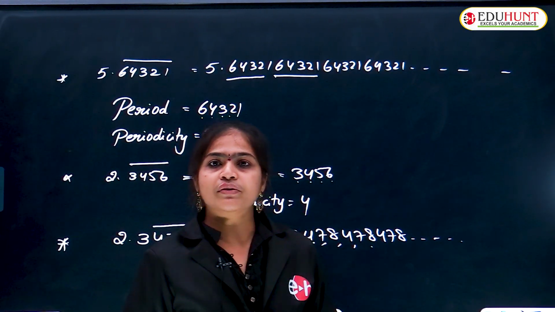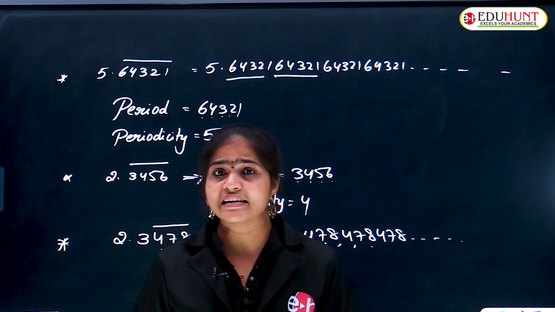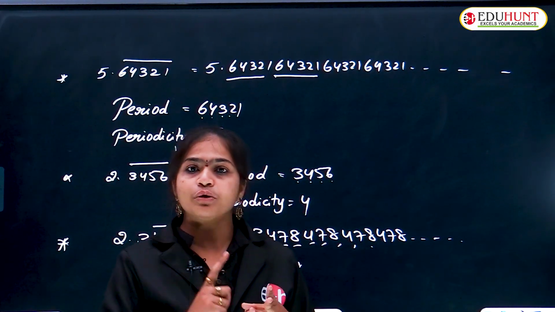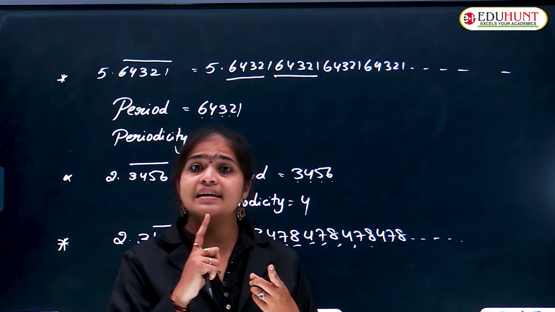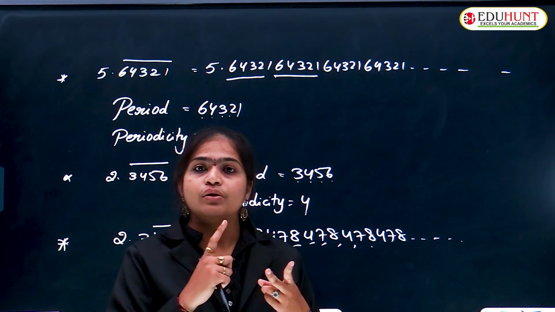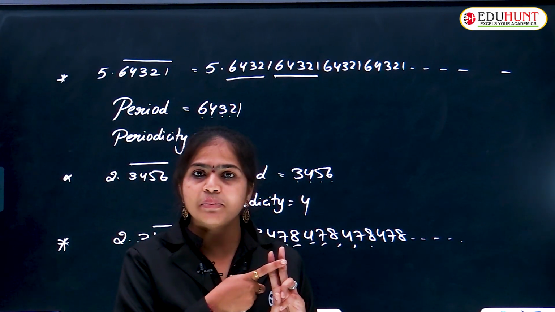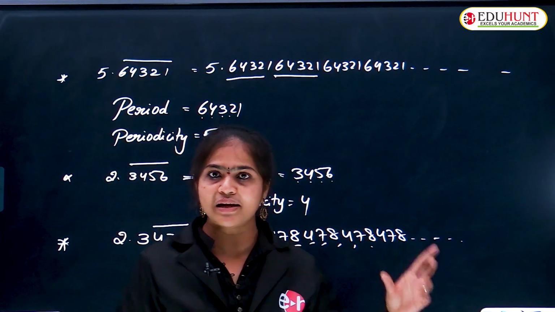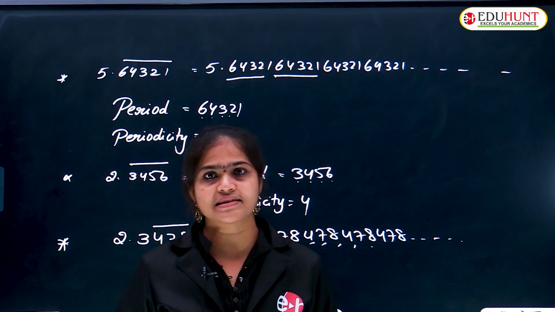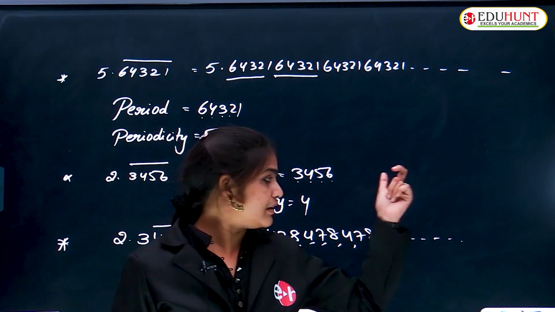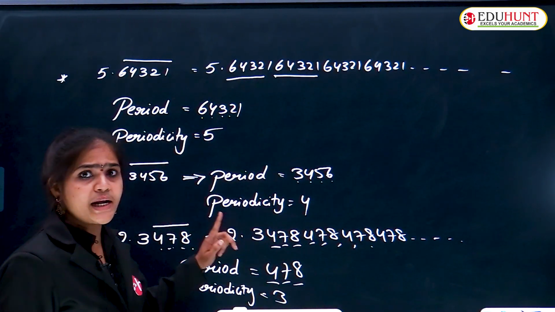So in this video, what did we learn? We learned about rational numbers and how many rational numbers lie between any two rational numbers. In the same way, we learned how to represent rational numbers. In two ways we can represent them: terminating decimals and non-terminating recurring decimals. These are known as rational numbers. Non-terminating, non-recurring decimals are considered irrational numbers. We also learned the difference between rational and irrational numbers, and period and periodicity.